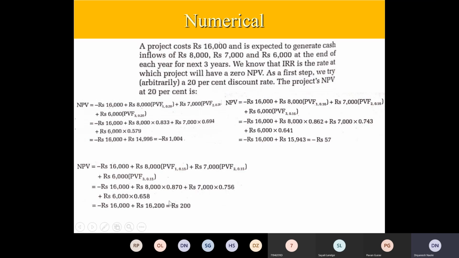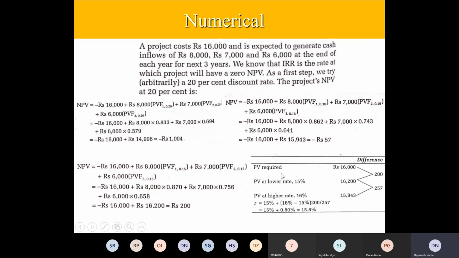Okay, still we have not reached the IRR. IRR, internal rate of return definition, is the rate at which the NPV becomes 0. Okay, so now with these 2 or 3 values, we can apply the principle of interpolation, and we can find out what is the internal rate of return at which NPV is going to become 0.